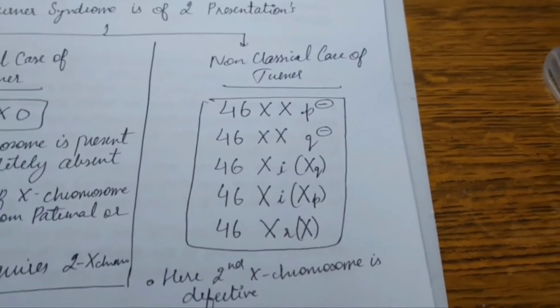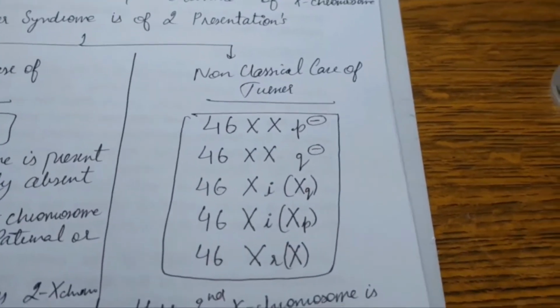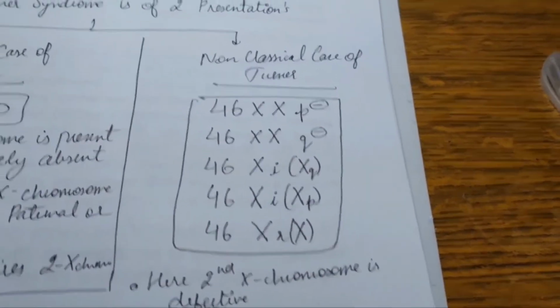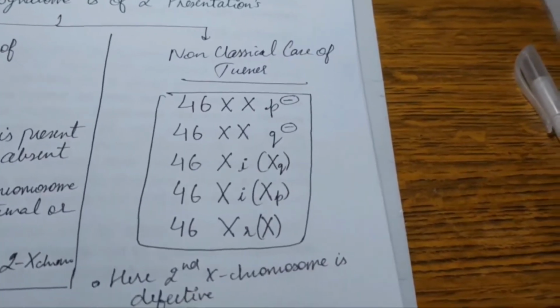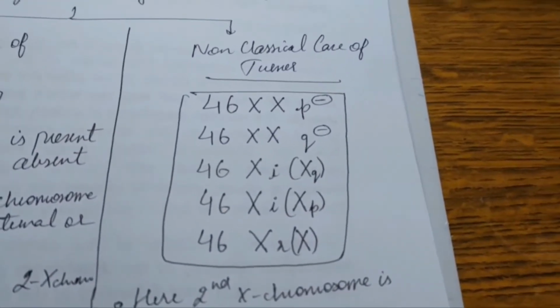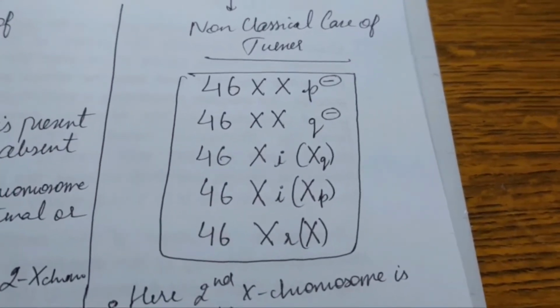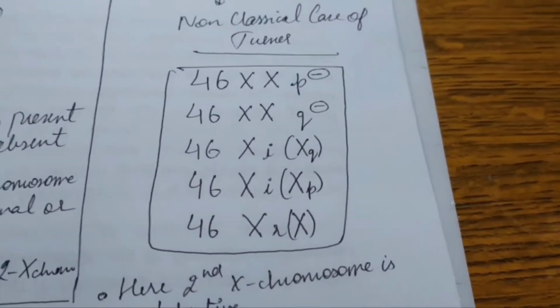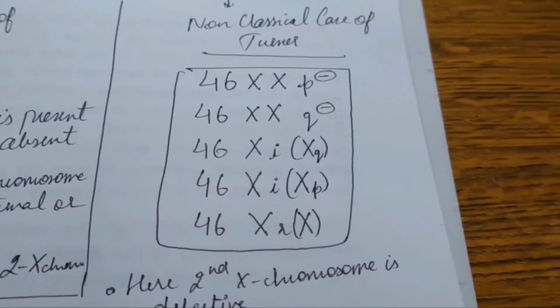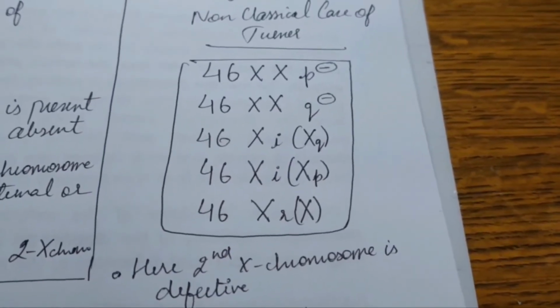Now coming back to the non-classical case of Turner. Non-classical Turner is the case in which the second X chromosome is present but it is defective. Okay, so something is missing. So now let us look at the examples. We have 46XXp-, 46XXq-, 46X i(Xq), 46X i(Xp), and 46XrX.